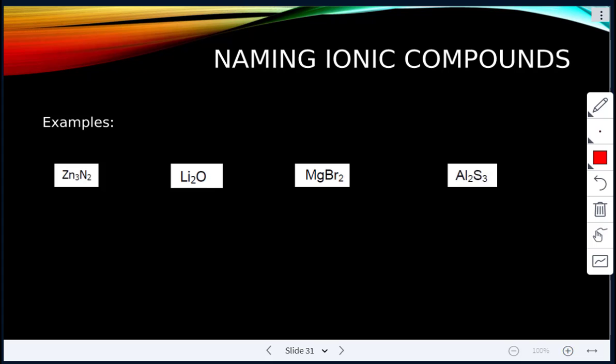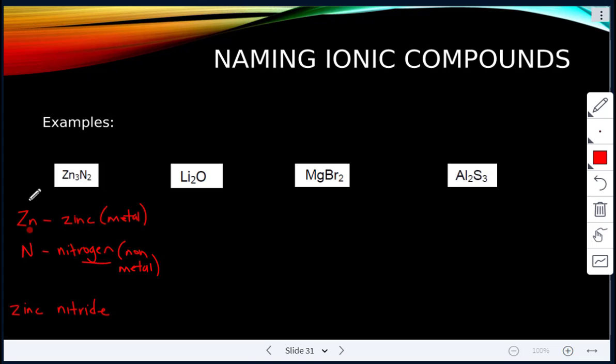All right, here are some examples. Let's try these. So for our first example, we would find Zn in our periodic table, and Zn is the element zinc. It is our metal. Next, we would find N, which is nitrogen. It is our non-metal. Okay, it's on the right-hand side of that staircase. So now when we name this, we name our metal first. We keep it as is. So it's just zinc. And then for nitrogen, we change the ending to "ide," so it becomes nitride. So the name of this compound is zinc nitride.